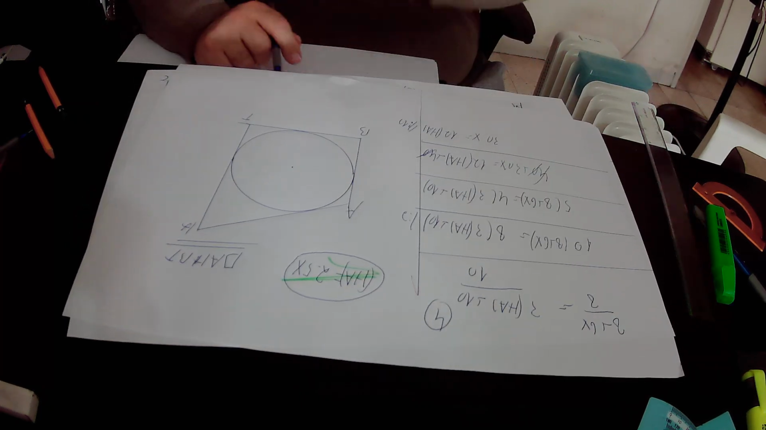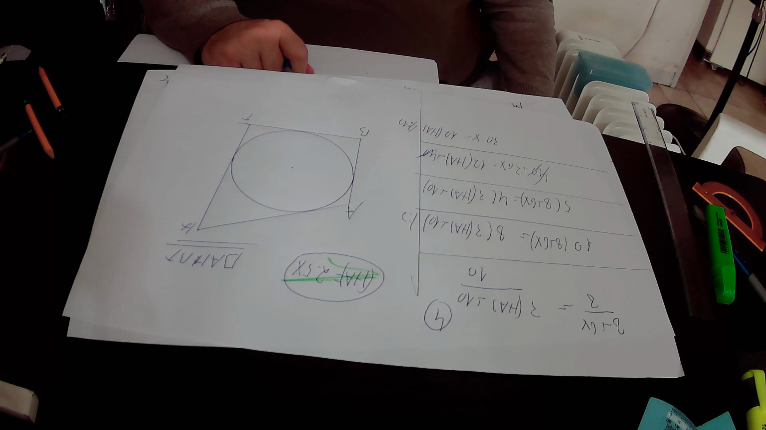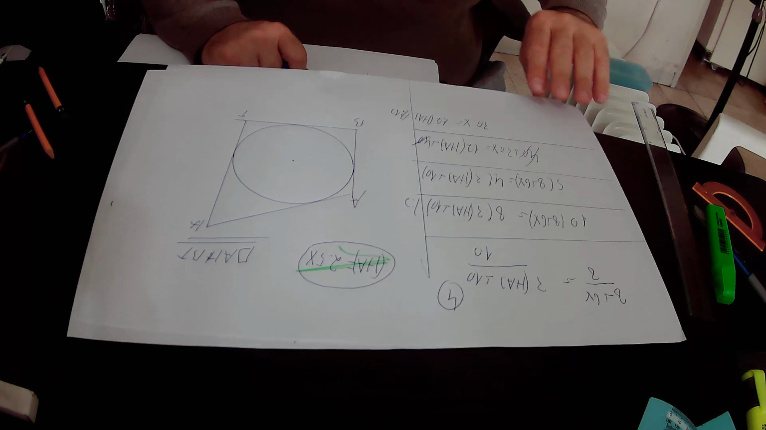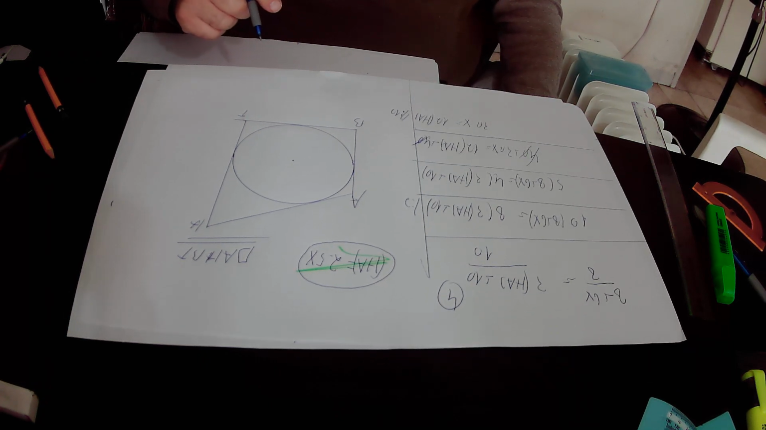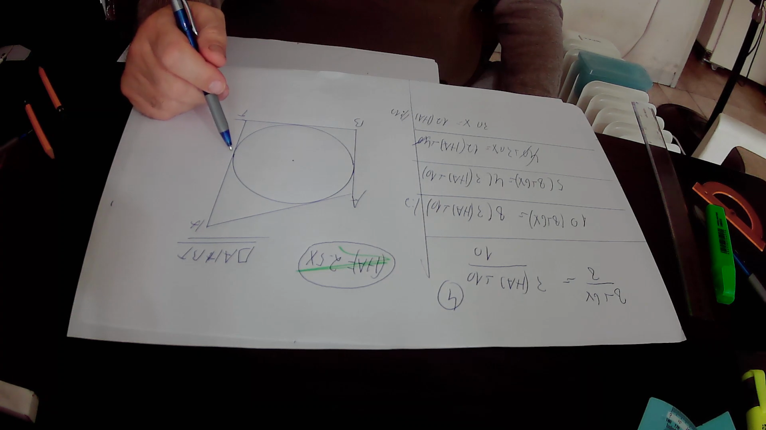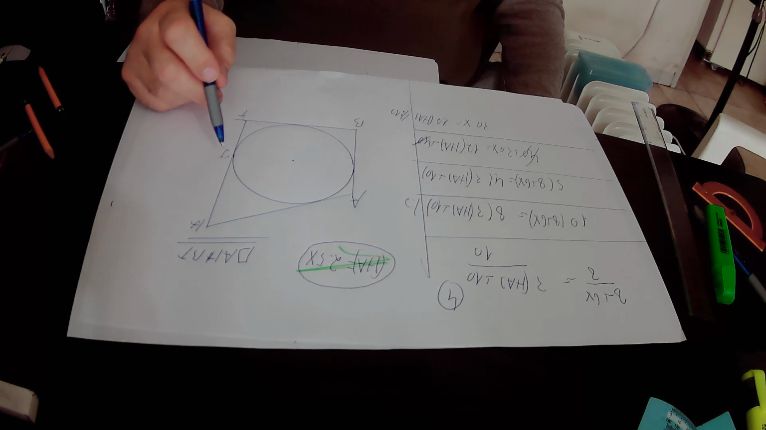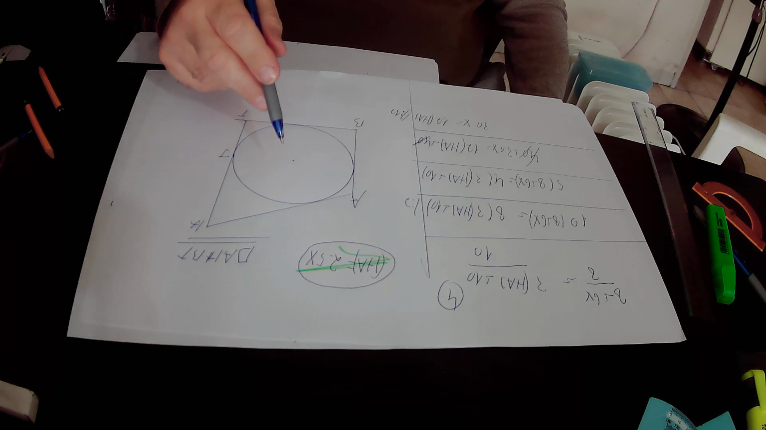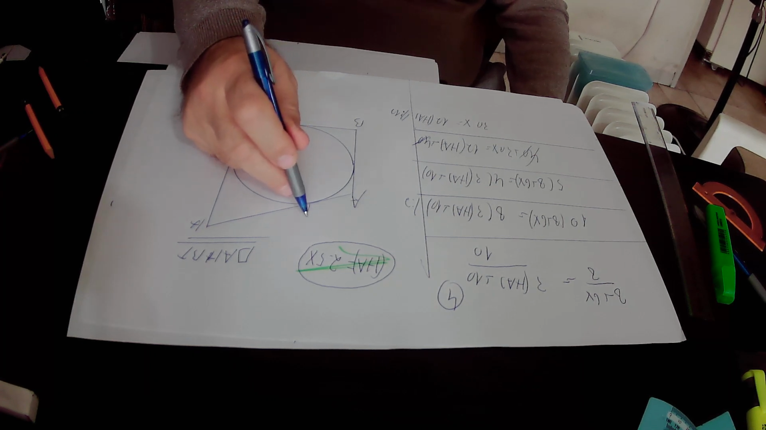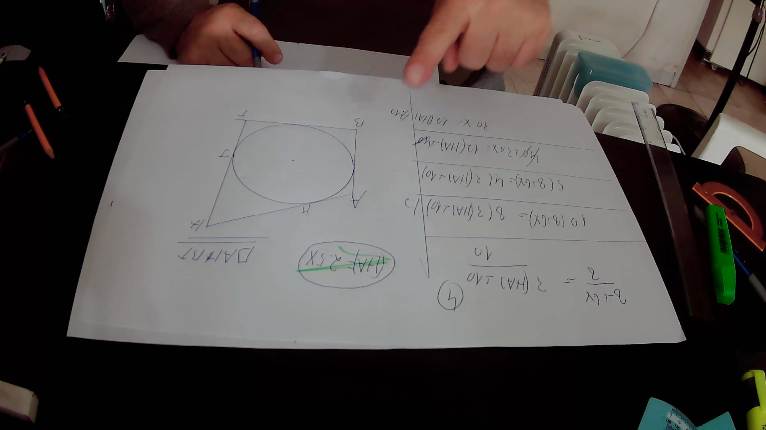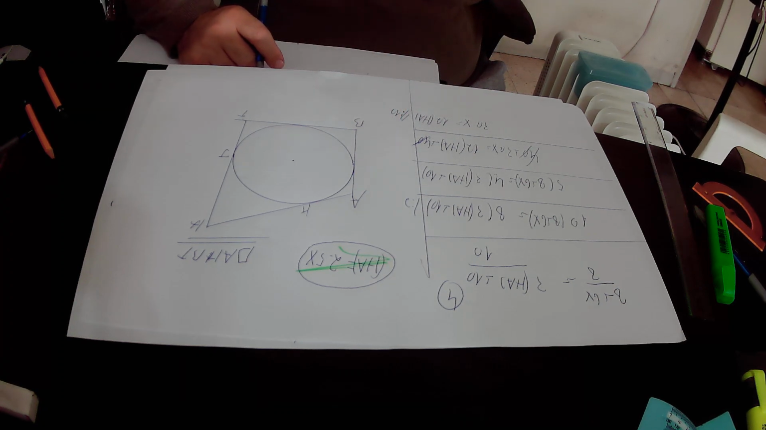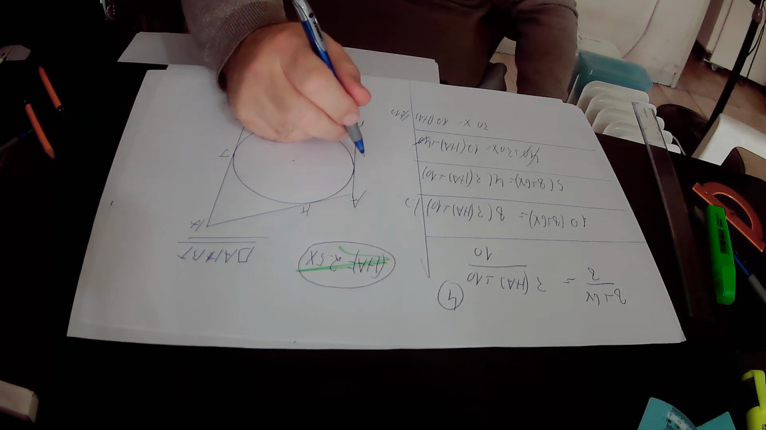So actually, this is quadrilateral AHBT that I copied from the original drawing. We will define the point of tangency of tangent AT with this circle as J. We define the point of tangency of tangent AH with this circle as K. We define the point of tangency of tangent AB with this circle as T.